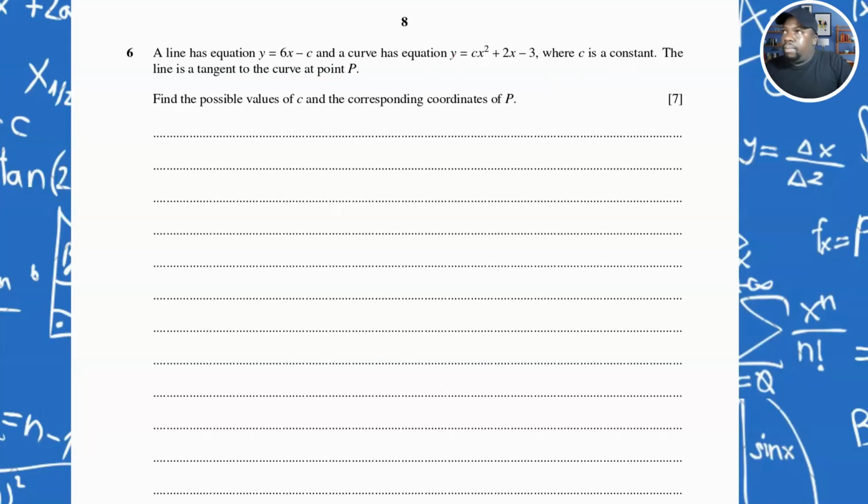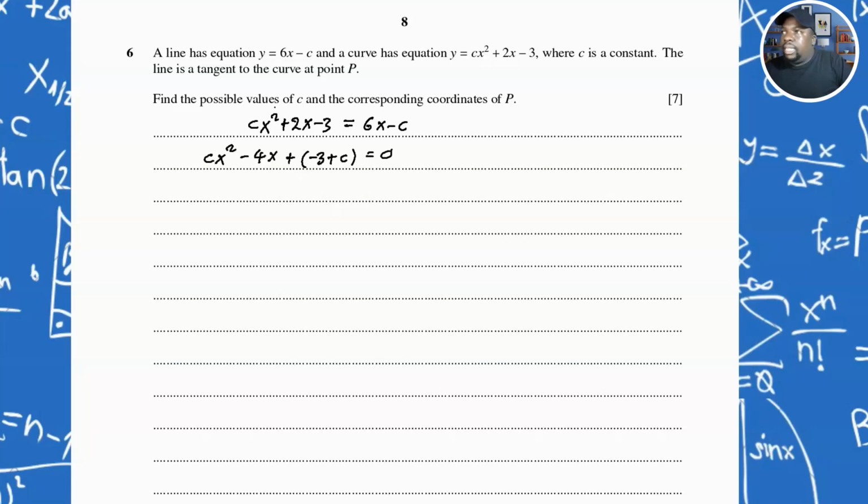So I can equate the cx squared plus 2x minus 3 to 6x minus c. All right. And what we're going to do is we're going to take what's on the right side to the left side. So we'll be having cx squared plus 2x minus 6x is minus 4x. So I'll have minus 4x here, and it's plus, and here we'll be having minus 3, and the minus c becomes a plus c equal to 0. So we basically have this quadratic expression.